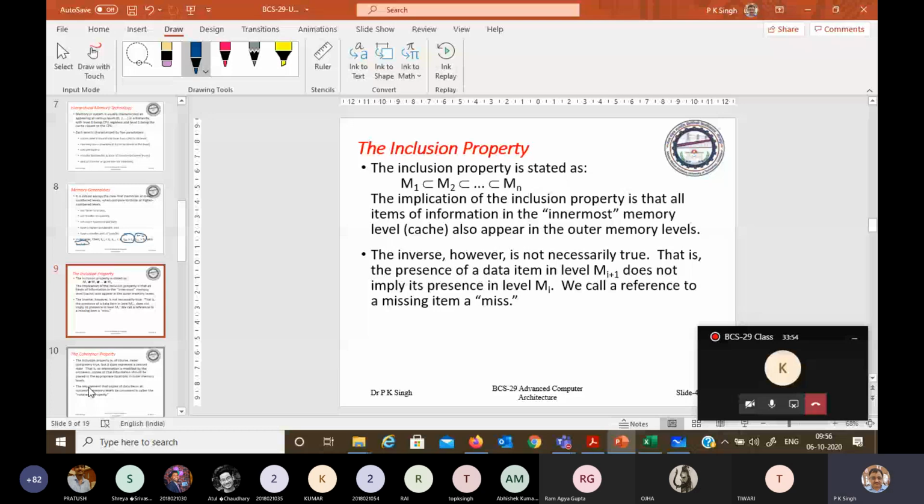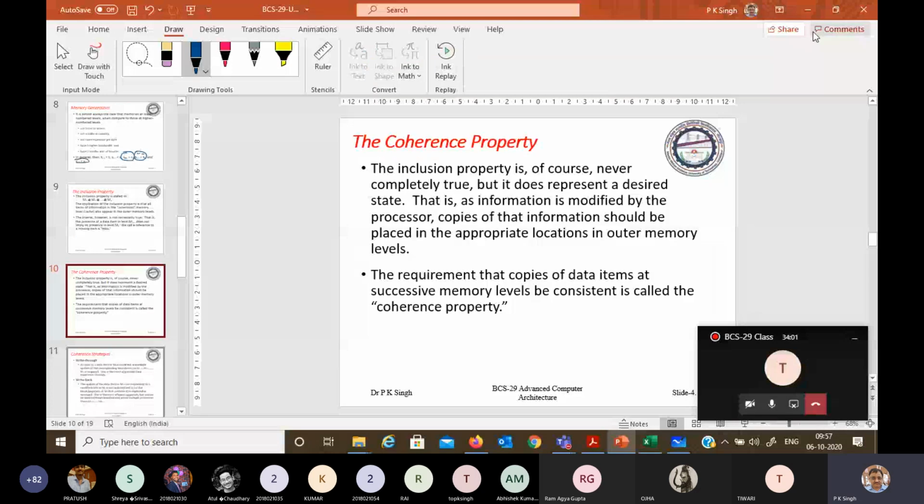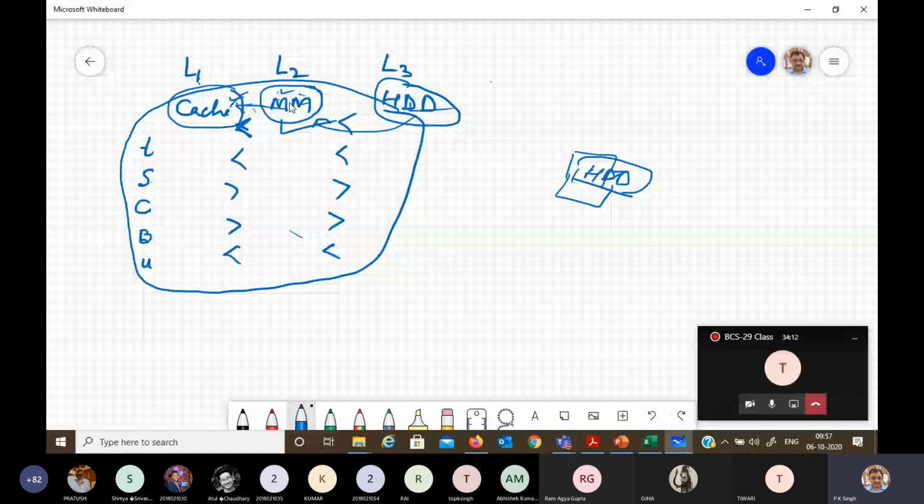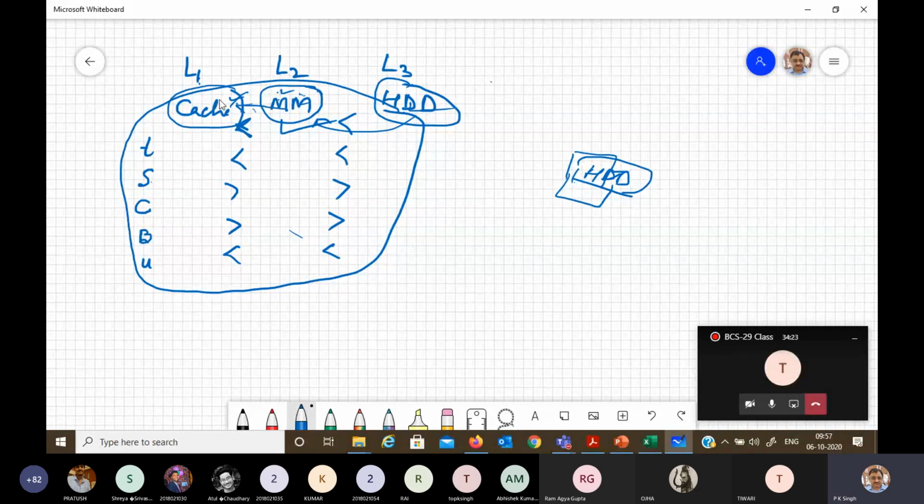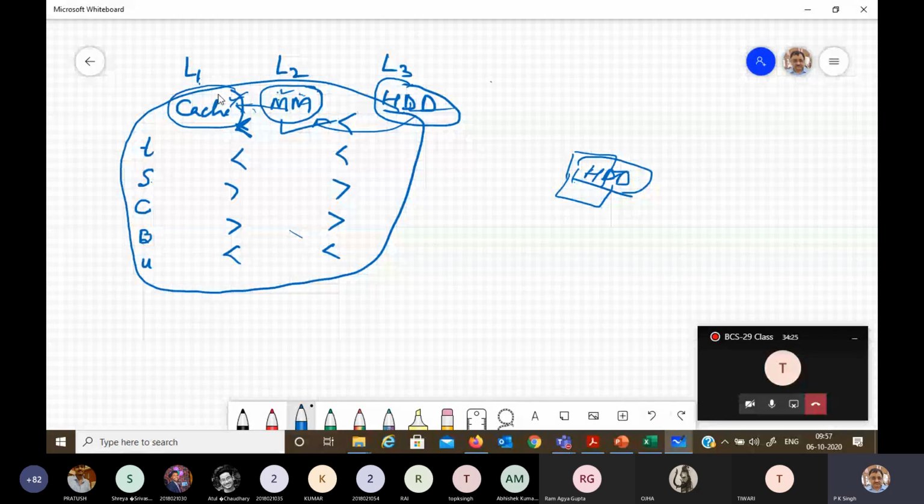Next, coherence. If you are considering inclusion, then there must be coherence. These are the properties of the memory hierarchy. Coherence means, as you know, you are executing a program, and some portion of the program is residing in the cache memory.